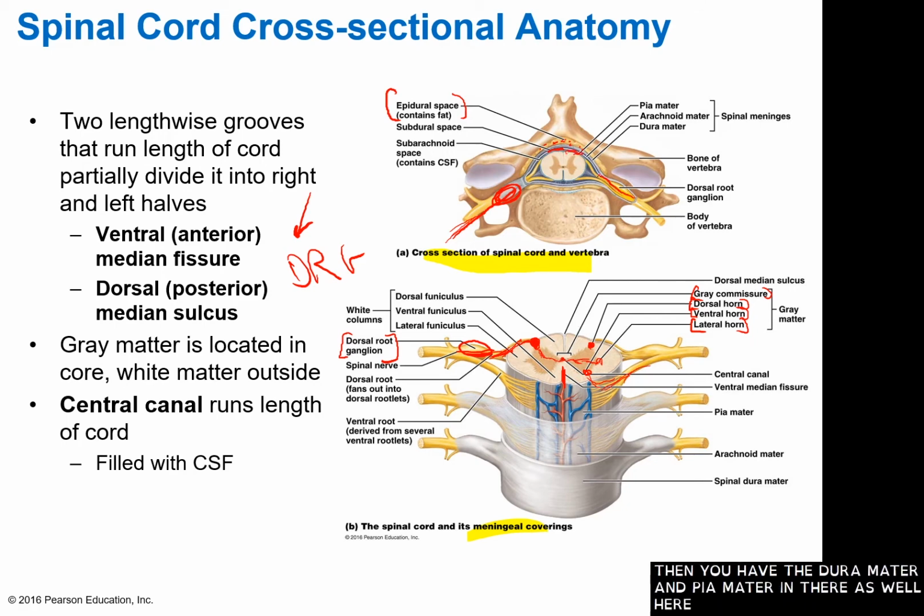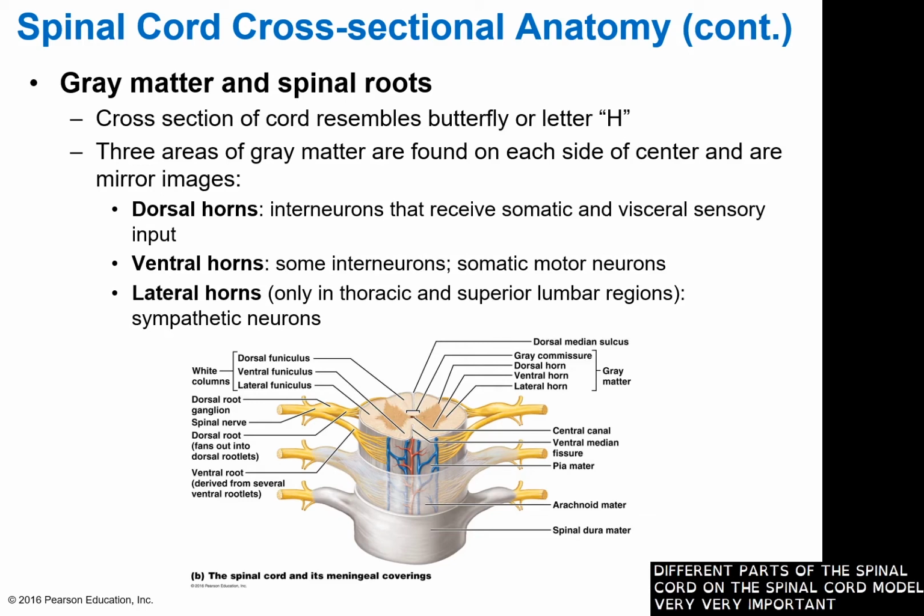So here you have the input. It can go through the integration center here and then come out for the output or efferent pathway. So this ventral root is coming out, and then the dorsal root comes in. And we'll be talking about that more later as well. So make sure you can identify all these different parts of the spinal cord on the spinal cord models. Very, very important. Here is talking about the dorsal, ventral, and lateral horns. I have a nice image that shows these coming up later.